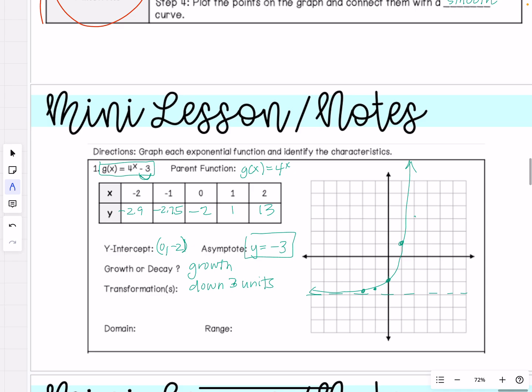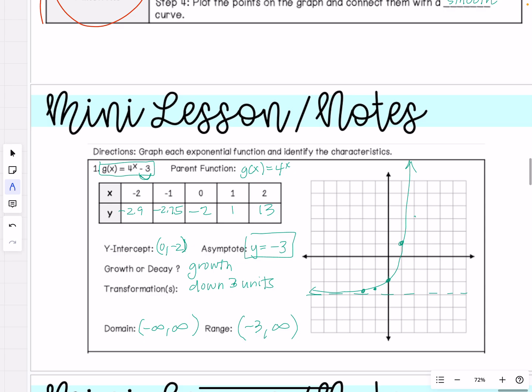Our domain is going to be, remember we said if it's the entire function, it's always going to be -infinity to +infinity. Our range is going to start at our asymptote, so it's going to be -3, and we're going to go up from there, so we're going to go -3 to +infinity. Okay. All right, so that's how you graph an exponential function with some transformations.